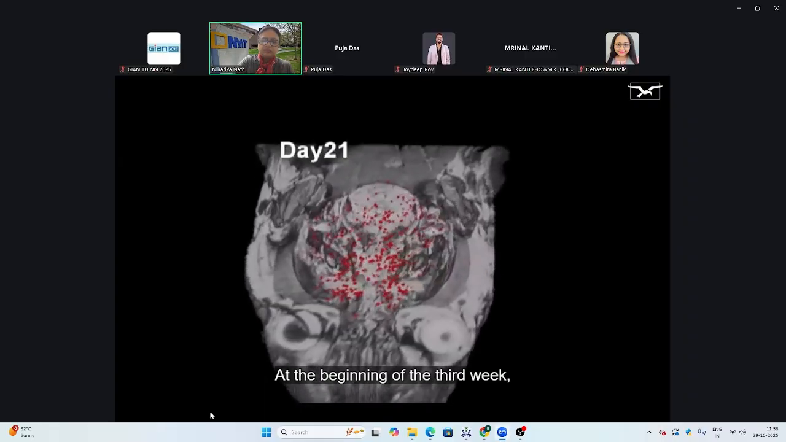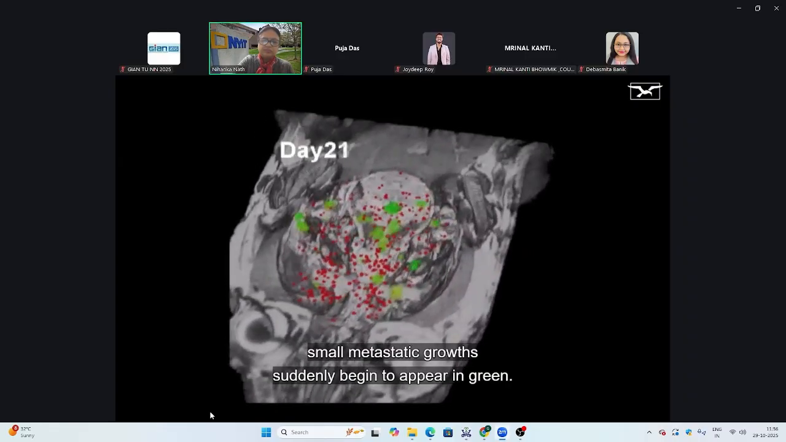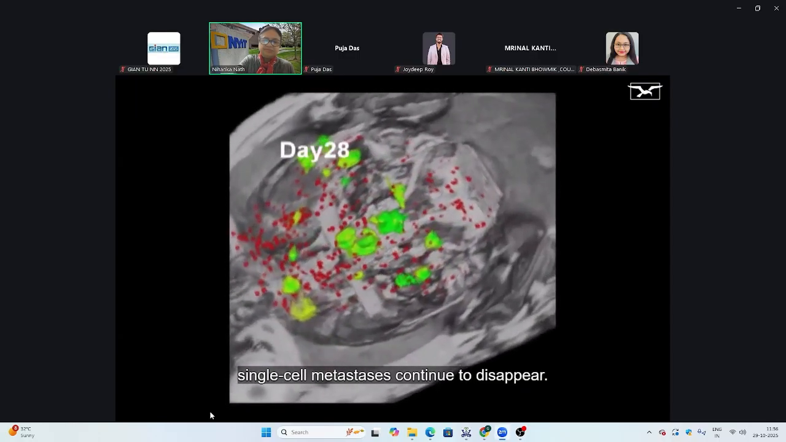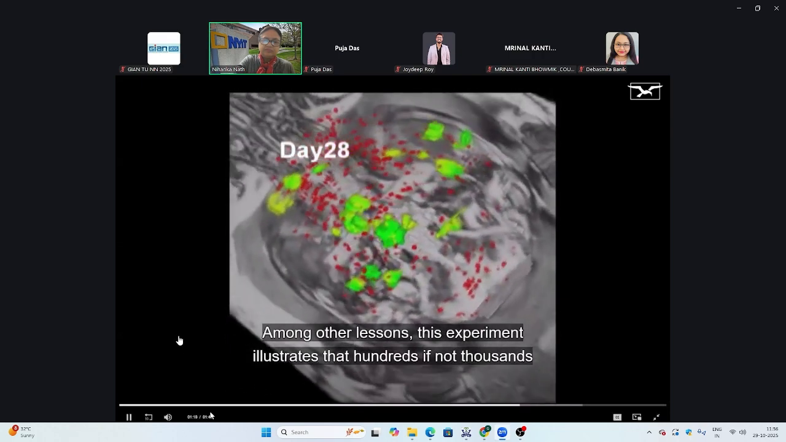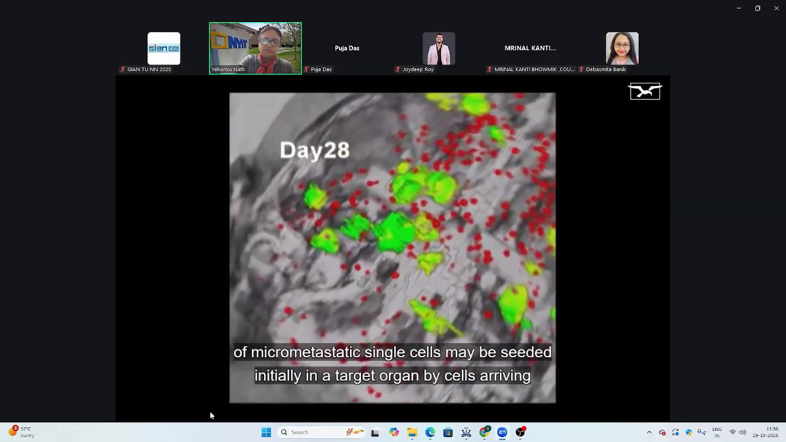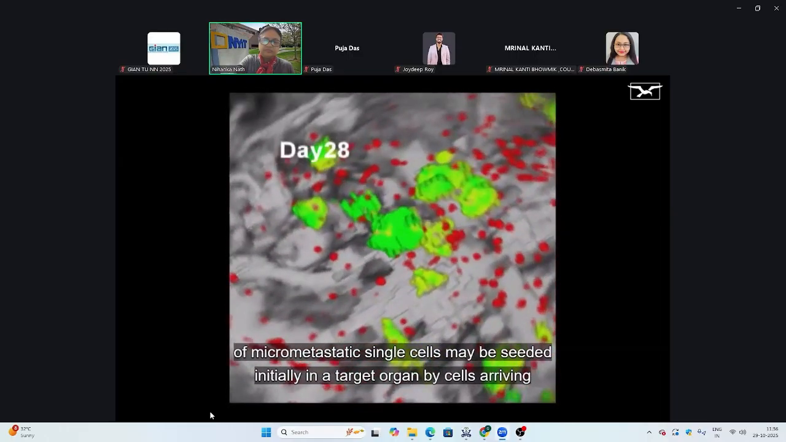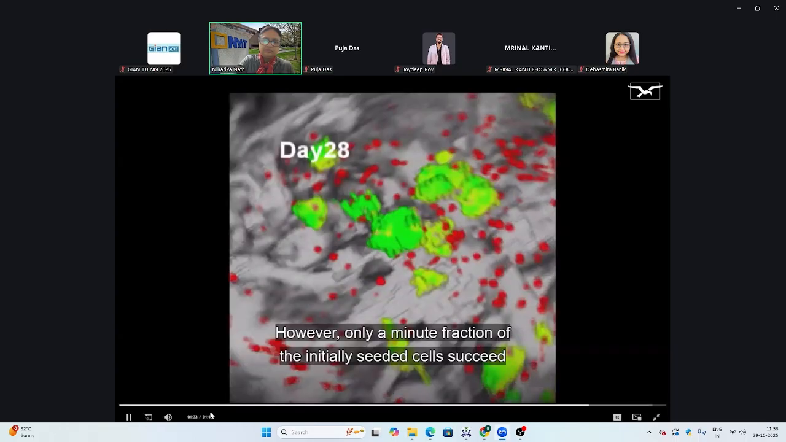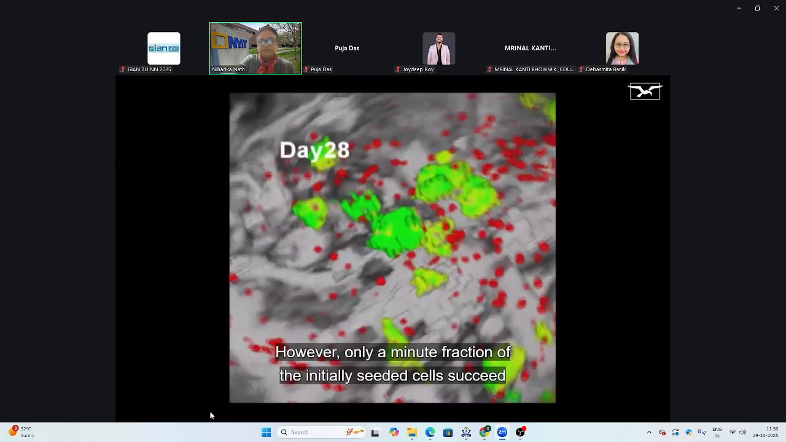At the beginning of the 3rd week, small metastatic growths suddenly begin to appear in green. The green signal represents actively growing cancer cells. These green metastases continue to grow in size, while the individual non-growing single-cell metastases continue to disappear. Among other lessons, this experiment illustrates that hundreds, if not thousands, of micrometastatic single cells may be seeded initially in a target organ by cells arriving from the primary tumor via the circulation. However, only a minute fraction of the initially seeded cells succeed in spawning metastatic colonies.